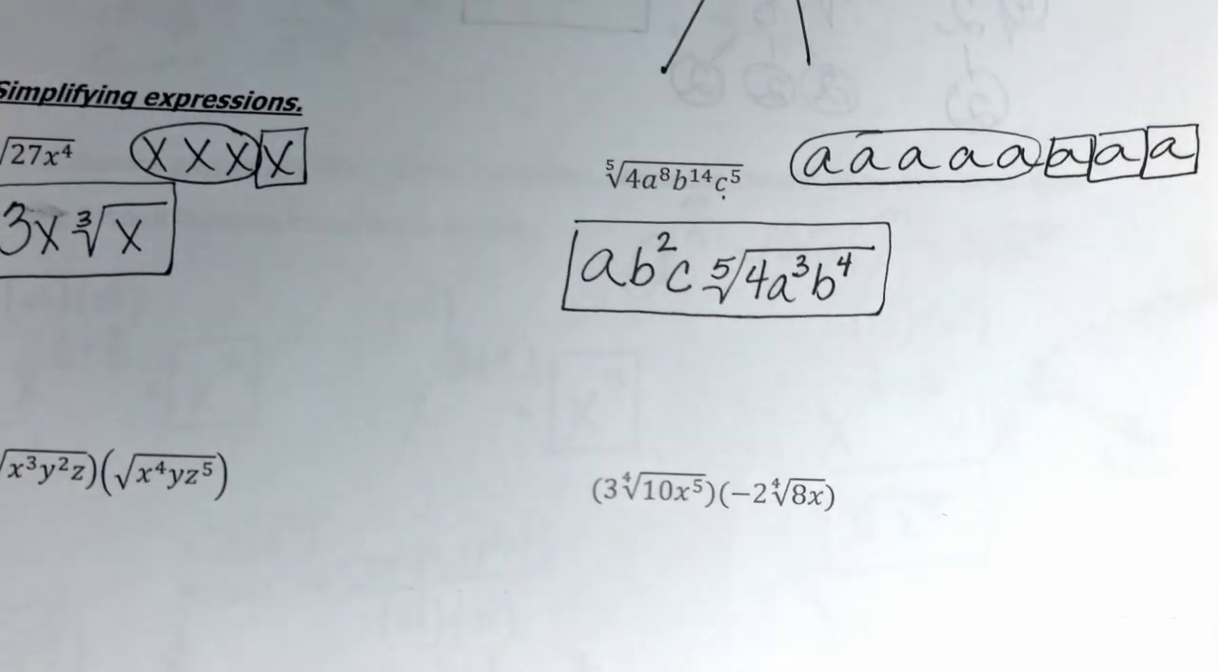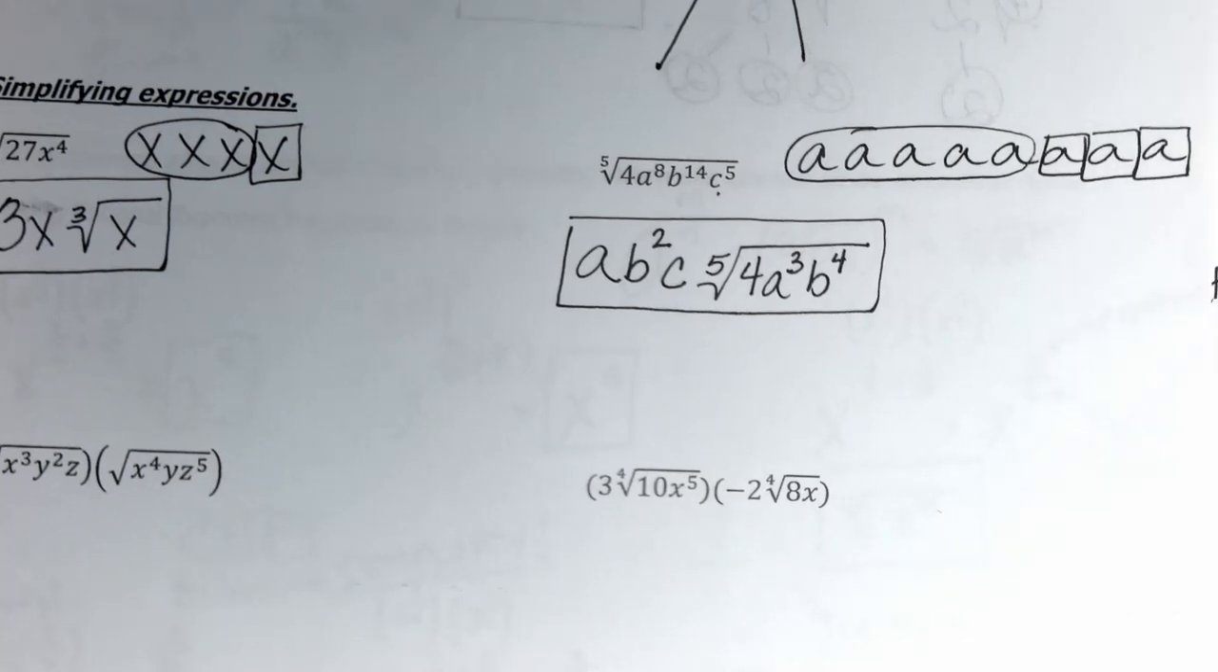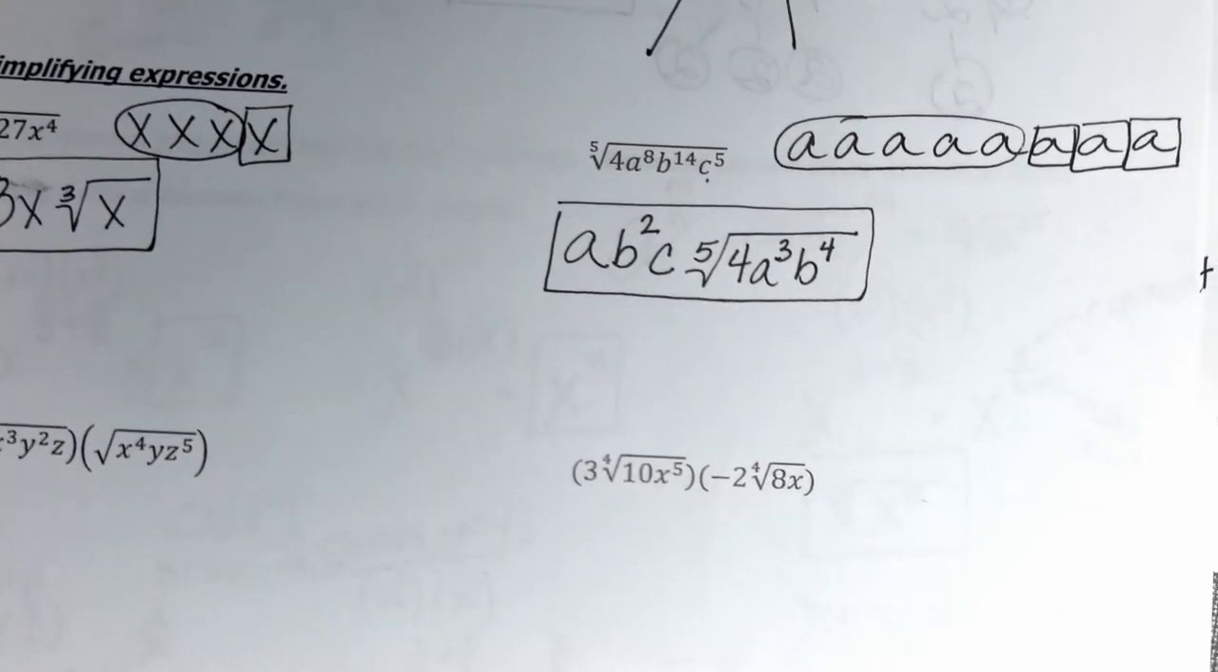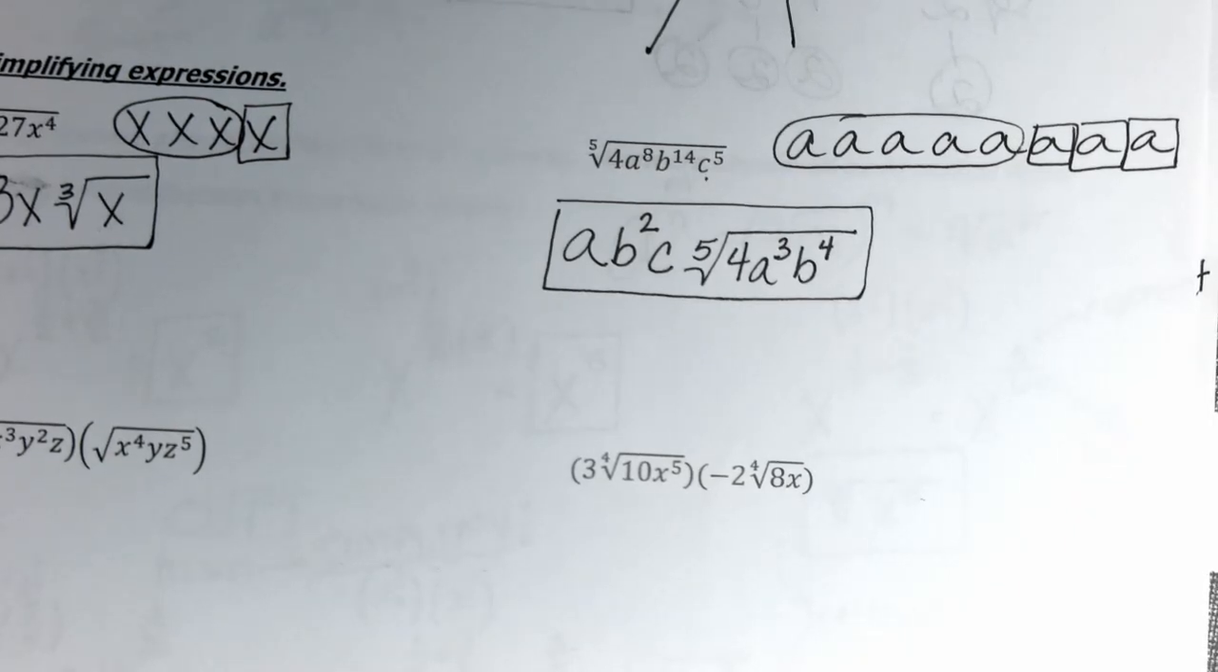If you can't do it in your head, write it out. Don't make a mistake just because you were being lazy and didn't want to write out 14 B's. Okay?